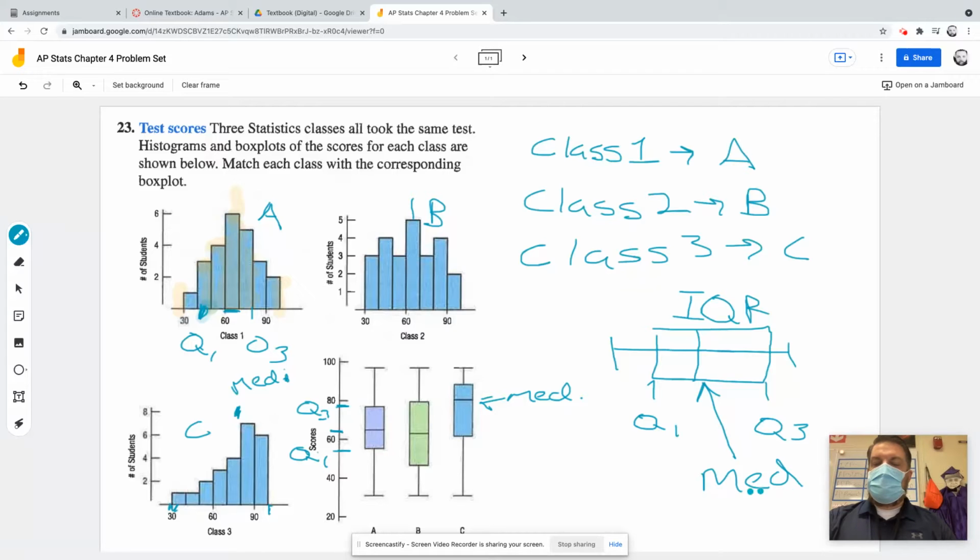Okay? And these are like the fences, right? So when I look at this data, I'm trying to guess what the center is, and I'm trying to guess what the 25th percentile is and the 75th percentile. Okay? And that's how I determine which is which. Any questions on that? Does that make sense?